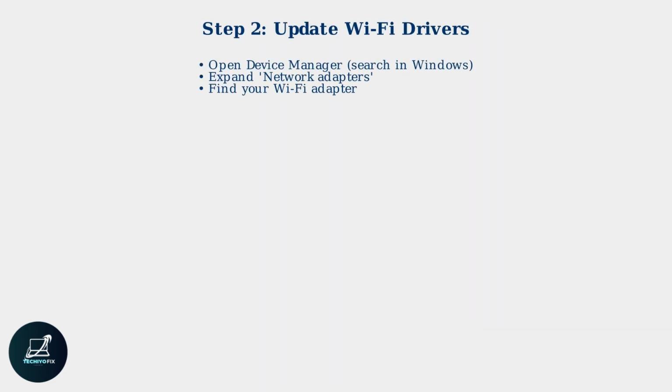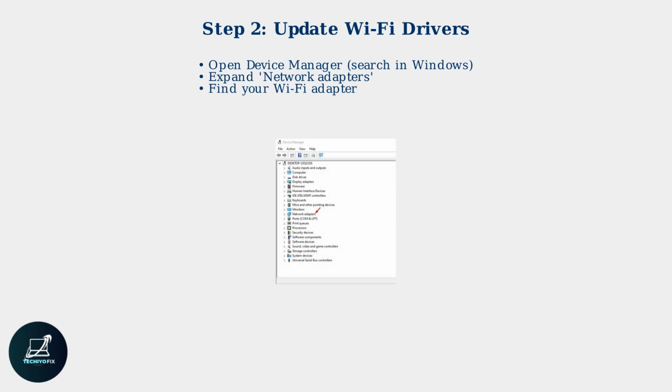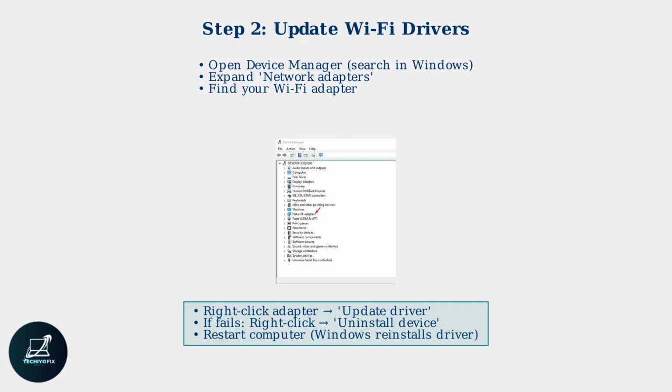Next, update or reinstall your Wi-Fi drivers. Open Device Manager by searching for it in the Windows search bar. Expand the Network Adapters category and find your Wi-Fi adapter. Right-click it and select Update Driver. If that doesn't work, try uninstalling the device and restarting your computer.